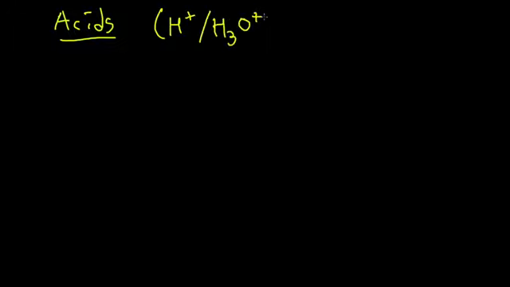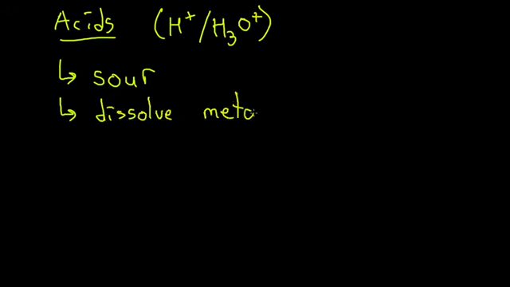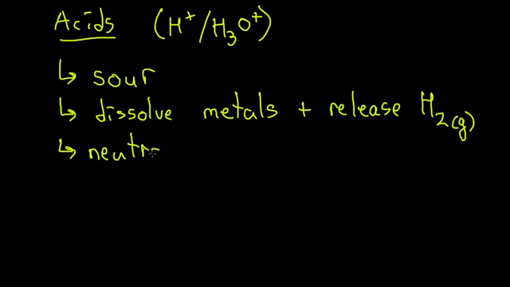Now, since we already talked about acids and the definition of acids, we could here talk a little bit more about their properties briefly. Acids are based on the formation of hydronium and proton ions. And essentially, they are going to taste sour rather than bitter like bases. Another notable property is that they're going to dissolve metals and release H2 gas. And of course, they're going to neutralize bases.